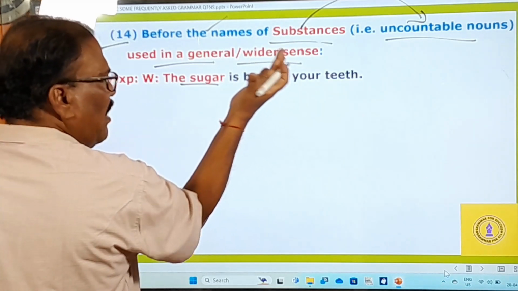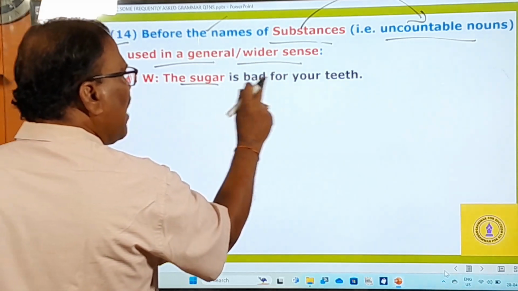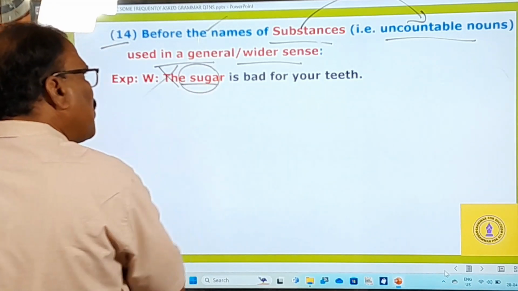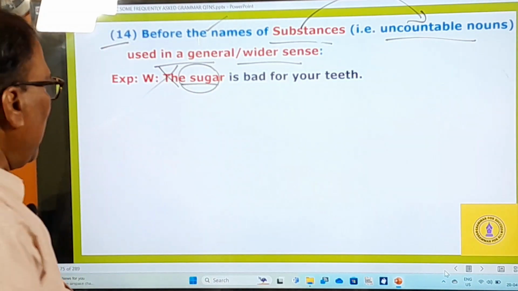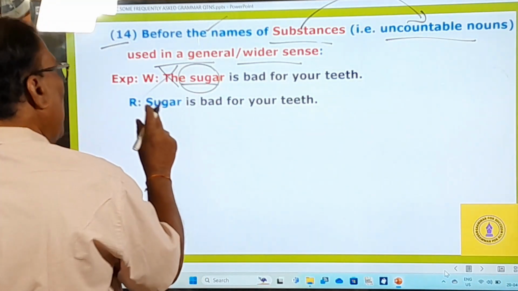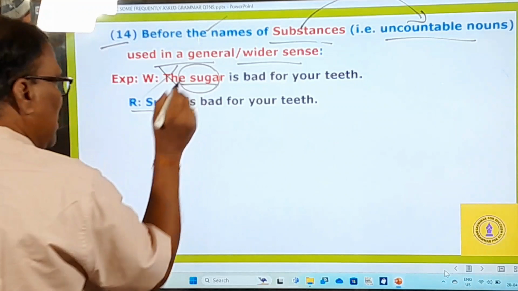So here the sugar is a substance. Okay, it's a material. Okay, the sugar is bad for your teeth. You are talking about sugar in a general sense, and therefore you should not use any article before that. That's why you should not say the sugar is bad for your health, but you have to say sugar is bad for health. That's correct.